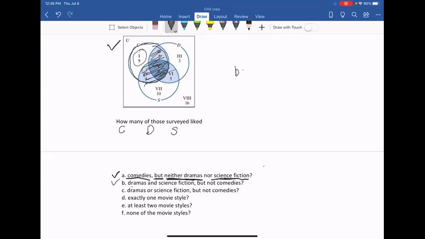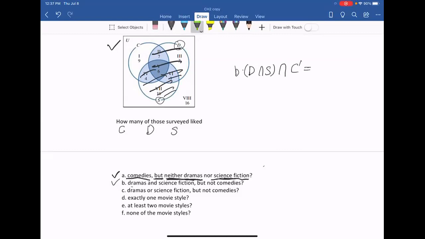Drama and science, but not comedy. How to express this? Drama and science, so I use parentheses to put them together. But means and not, so it is not C. Where is this? First, in the parentheses is the region here, and we don't need the C part.